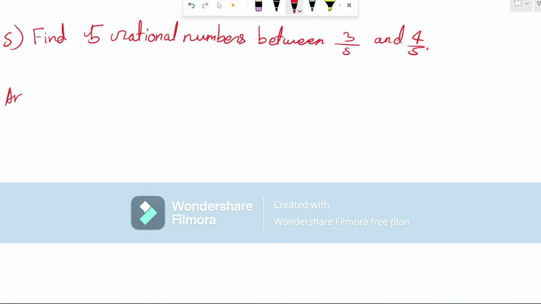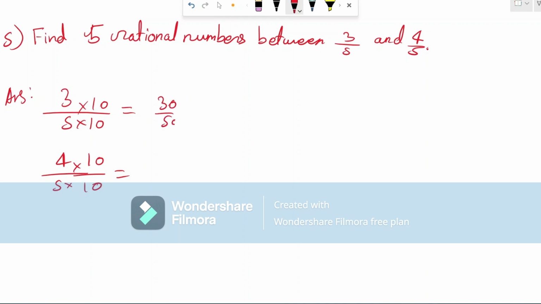Okay guys, let's find the answer for this question. Find 5 rational numbers between 3 by 5 and 4 by 5. Okay, this is very simple. 3 upon 5 and 4 upon 5. Now we need 5, but we can do one thing, multiply it by 10. Okay, when we multiply it by 10, we'll get 30 upon 50, 40 upon 50. So there are 9 between them and we require only 5.